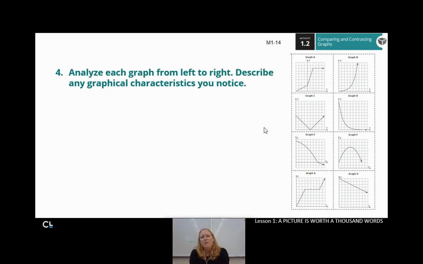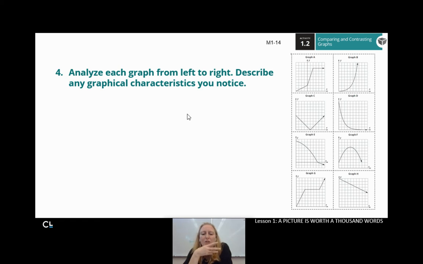Question number 4, analyze each graph from left to right and describe any graphical characteristics you notice. Just a real quick note, we said earlier when we looked at left to right, if it was going up, we said it was increasing. If it was going down, we said it was decreasing, right? So up is increasing, down is decreasing. I think that's facing the right way. That's good. So that's kind of what it's asking you about.